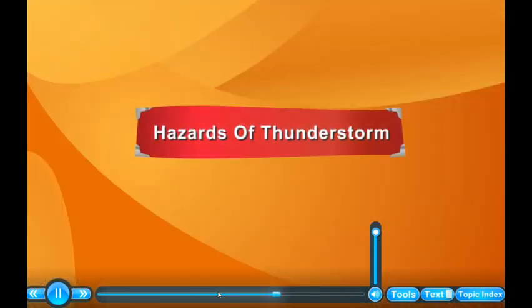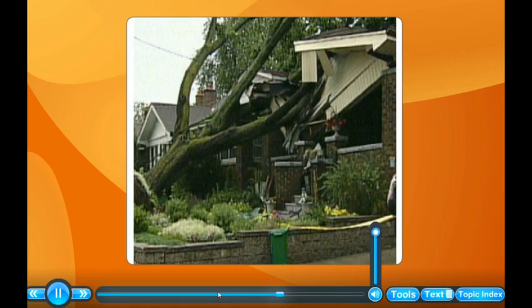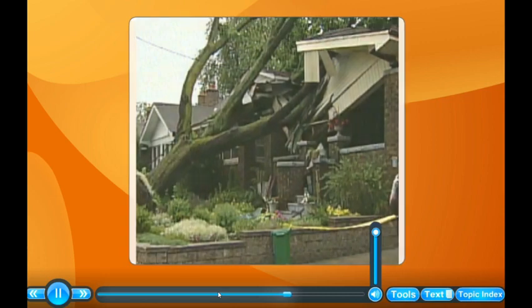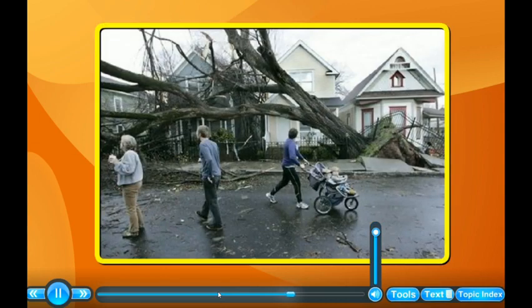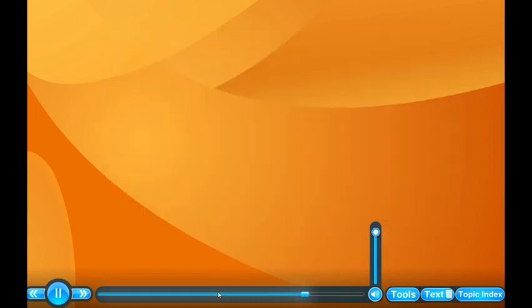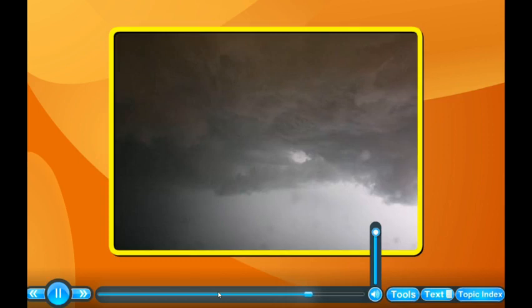Hazards of thunderstorm. Each year, many people are killed or seriously injured by severe thunderstorms despite advance warnings. Thunderstorms uproot trees and electric poles and blow away temporary and thatched roofs. Heavy rains which occur along with thunderstorms cause flash floods and waterlogging of low-lying areas.